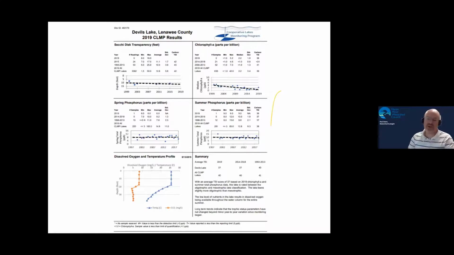This is what your primary data page will look like. The whole page is divided into six, and we have a spot for each of those main parameters. There's a spot for the Secchi and the chlorophyll and the phosphorus and the dissolved oxygen. In each of those, you'll have your current year's results as well as a recent window, the last 5-year results, and then your entire history. For each of those, you'll see your whole history graphed out over time.